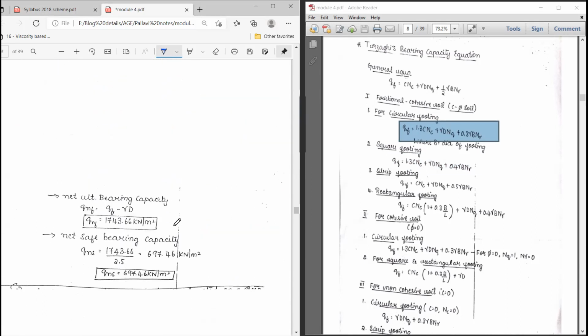Once ultimate bearing capacity is ready, calculate net ultimate bearing capacity, and finally net safe bearing capacity is given by net ultimate bearing capacity divided by factor of safety, that is 2.5. So 697.46 is the net safe bearing capacity of the soil, and this is how you need to calculate the bearing capacity of the soil by using Terzaghi's equation.